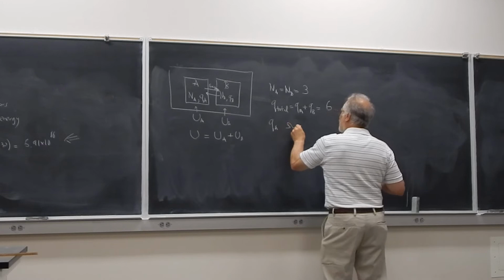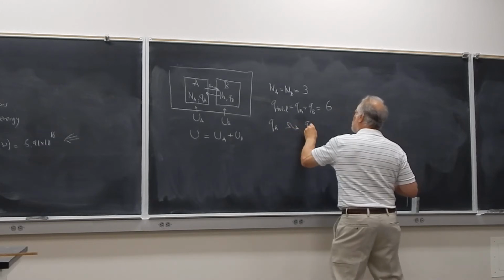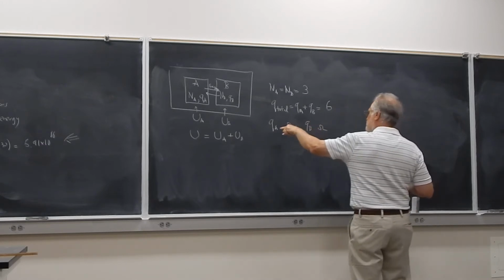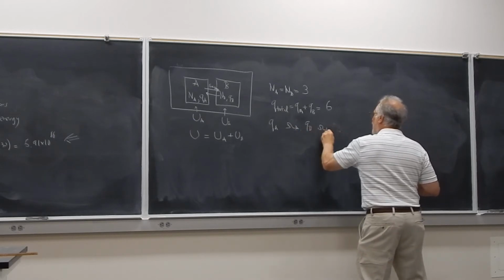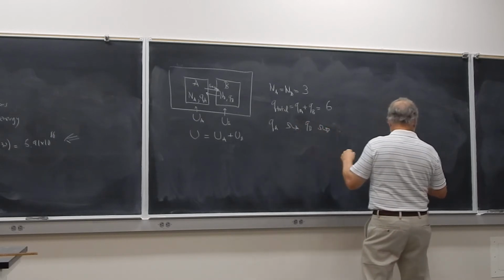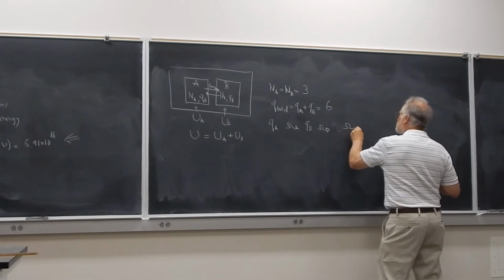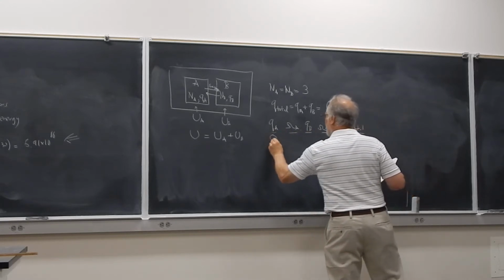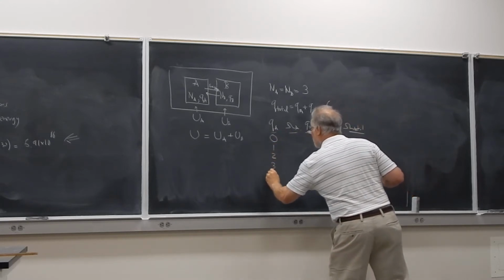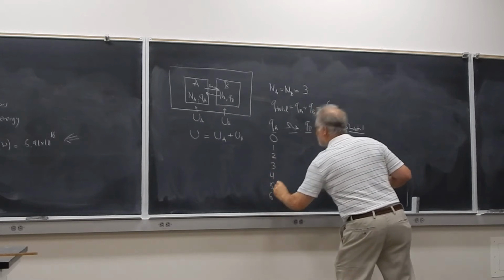So I'm going to make a table of the distribution of energy and the possible number of ways that can happen. And then I'm going to look at the total number of accessible states. So, of course, my energy units can be distributed in the following way.